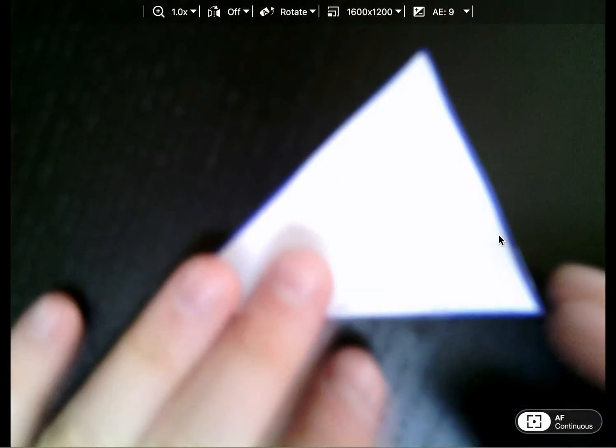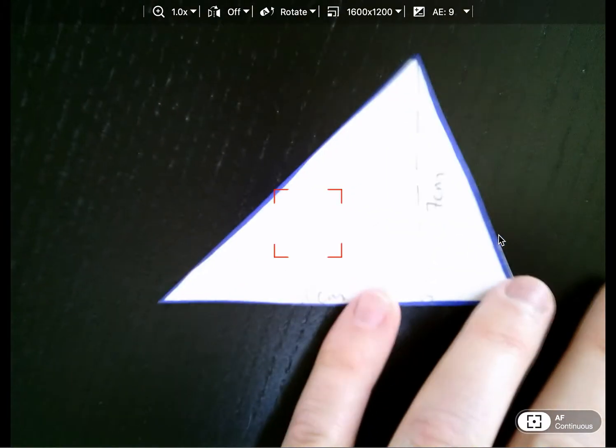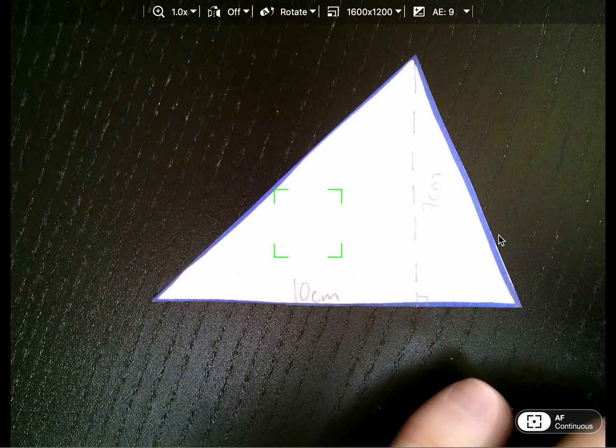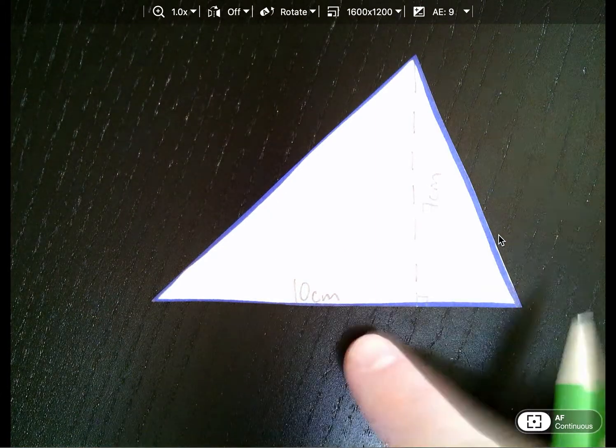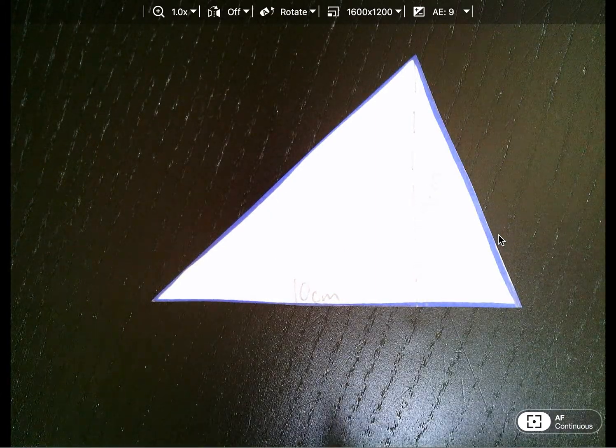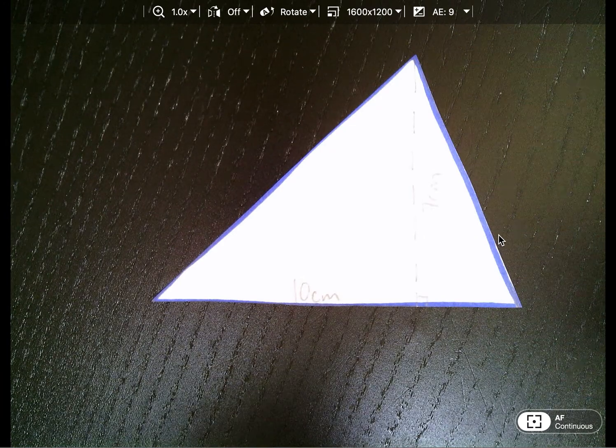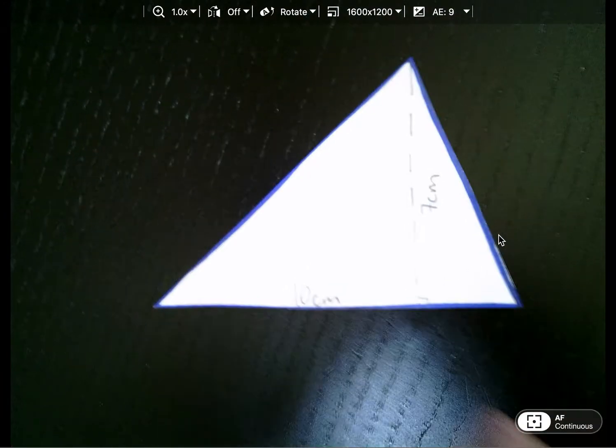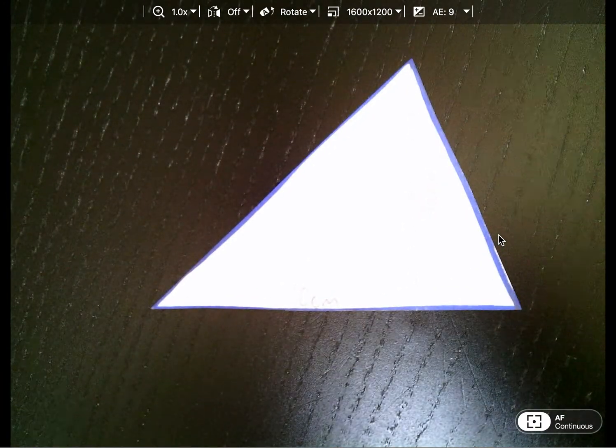So, right, here's that triangle that I had measured. I tried to keep all my lengths and stuff the same. So 10 centimeters is the base. The height is 7 centimeters. So it's the same base and height of the other triangle. But we have a different looking triangle with the same base and height.